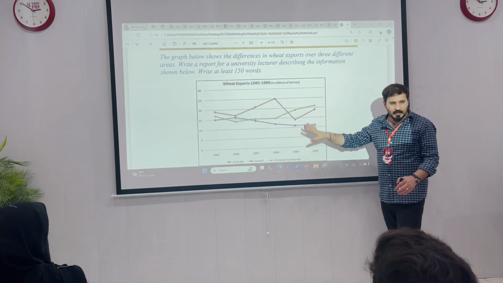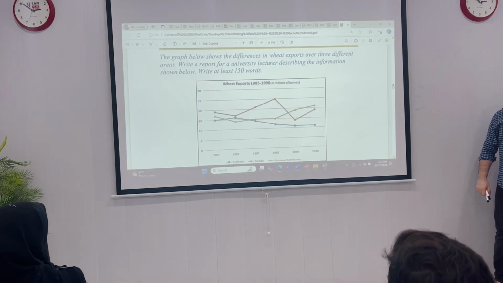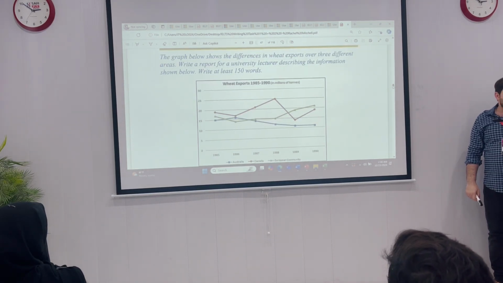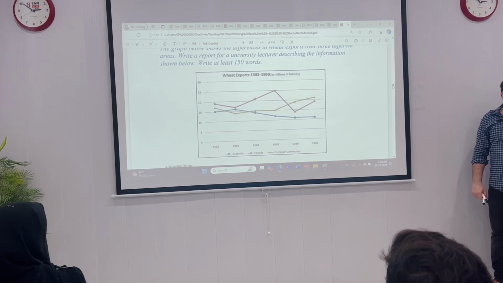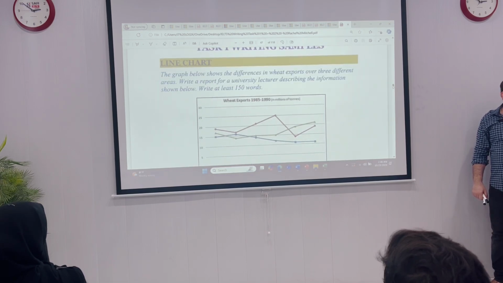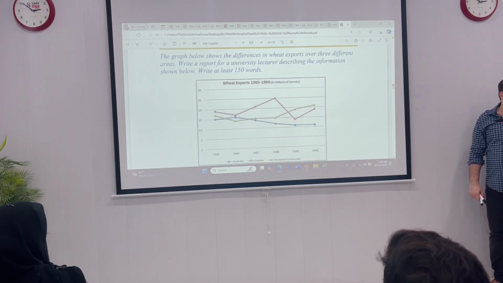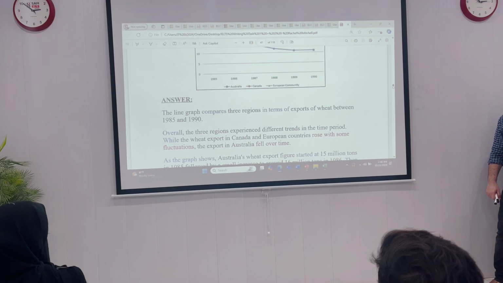That's quite easy. Clear? Let's take an example of this part. The graph below shows the differences in wheat exports over different areas. So how can we go with this one now? Can you see? And what are the years? We have from 1985 to 1990. Excellent.